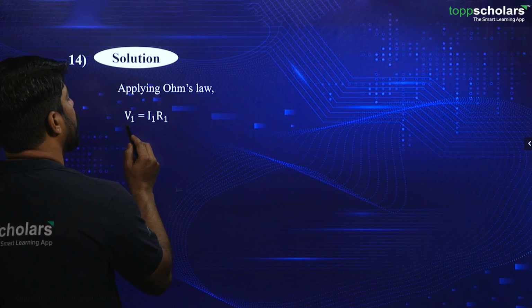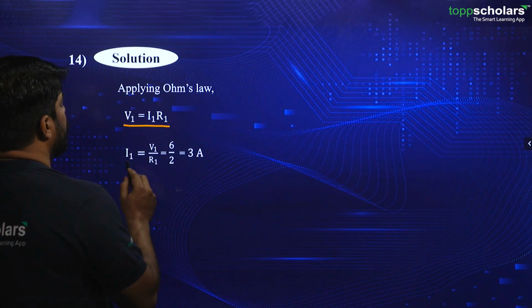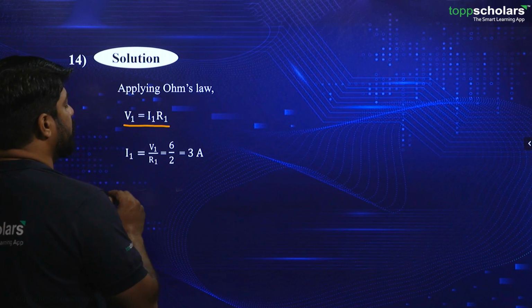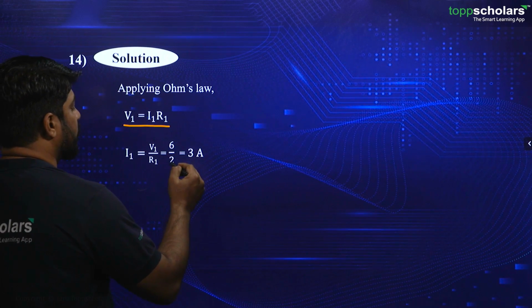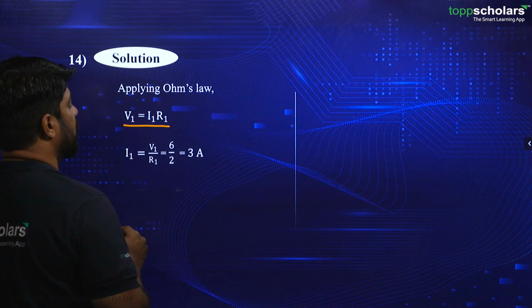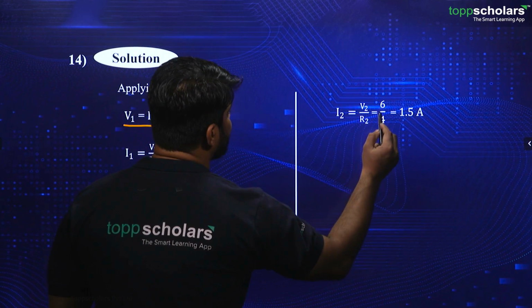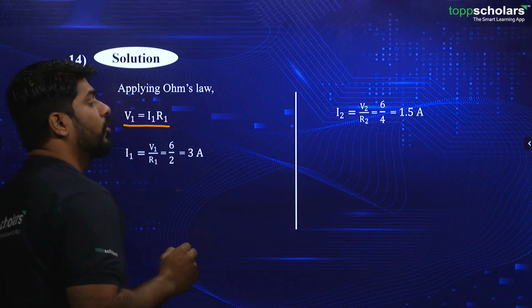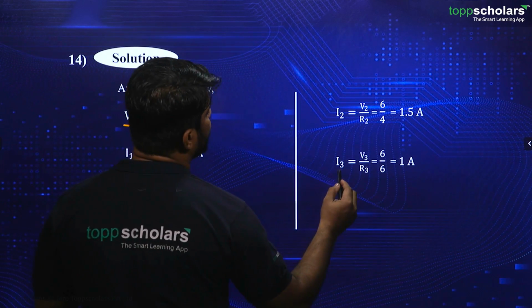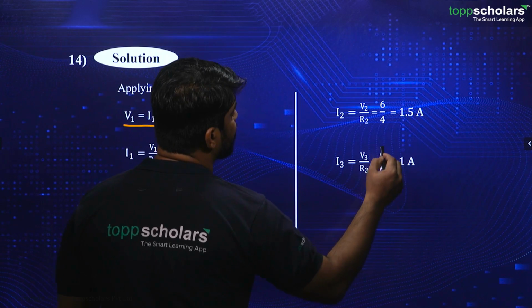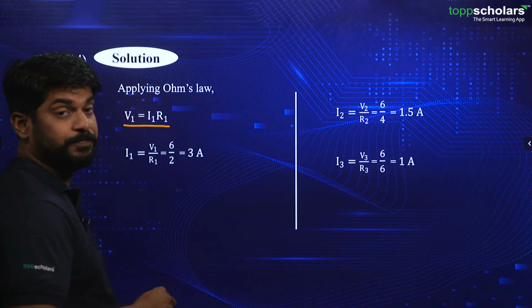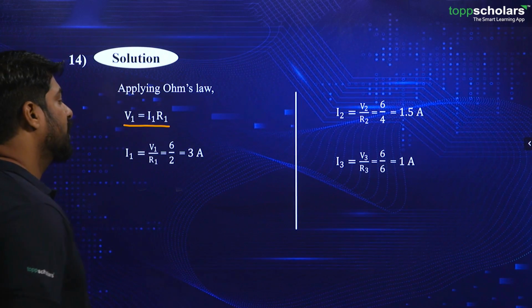Now here V1 is equal to I1 R1, so I1 is equal to V1 upon R1, right? So 6 upon 2 is 3 amperes. Then I2 is equal to V2 upon R2, and it is 6 upon 4, that is 1.5 amperes. And then I3 is equal to V3 upon R3, 6 upon 6 is 1 ampere. Okay, so this is going to be the current.